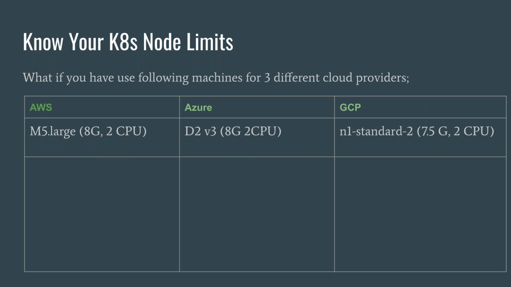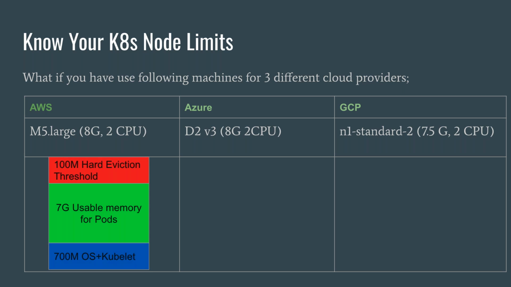AWS, Azure, GCP, we have 3 types of machines here. AWS and Azure are nearly the same. But when you have a look at the GCP part, CPU is the same, but the RAM part is 7.5, right? When you create a Kubernetes cluster on AWS, out of this total RAM, 100 megabytes will be used for the hard eviction threshold inside the Kubernetes system. So they are providing a service, but they need to reserve some part of it for their internal purposes, right?